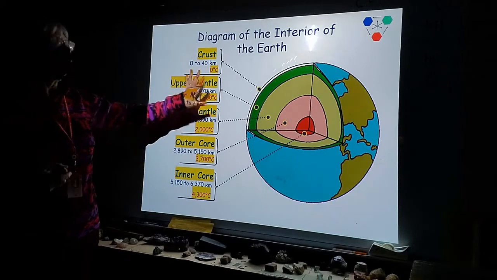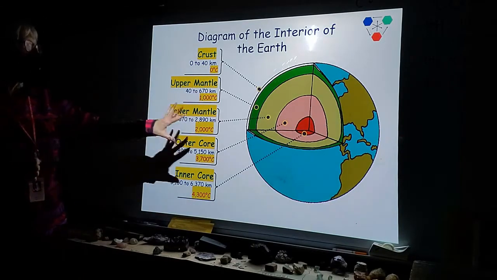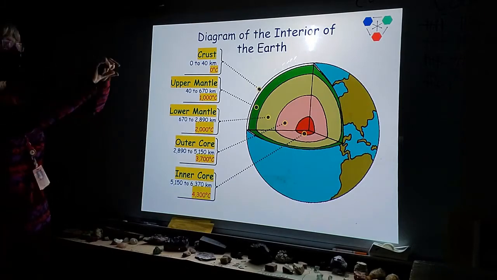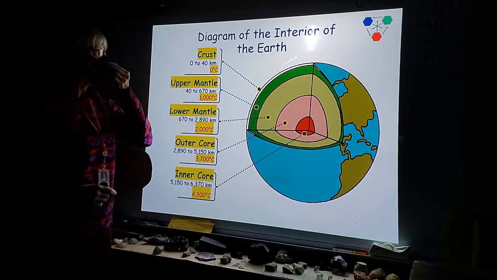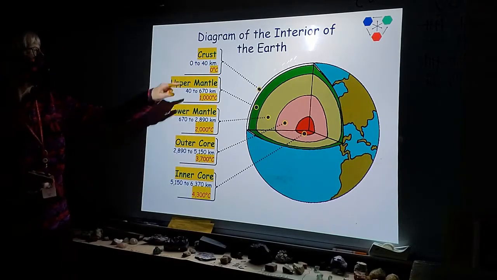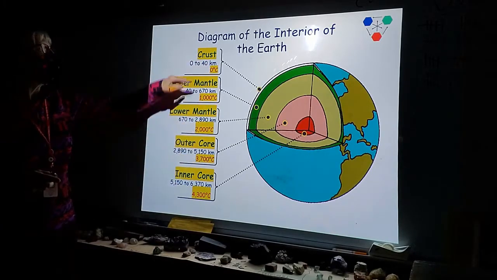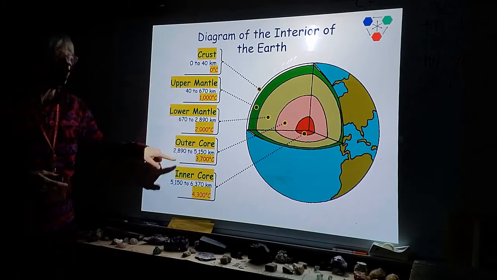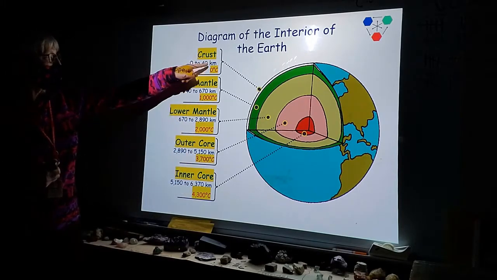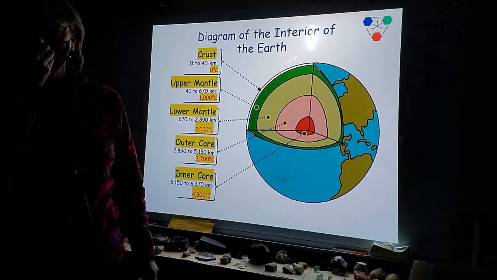Okay. Now, do not write till I tell you. Here we have a diagram of the earth. You have a bunch of little slots. In those slots, you're going to fill out the names of these layers. Under the slots, you're going to write the temperatures. You do not have to write the depths, okay? So in the slots, write the labels. Under the slots, write the temperatures. I'm going to pause the video.